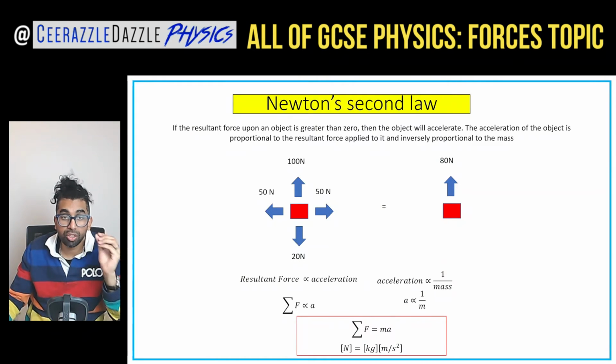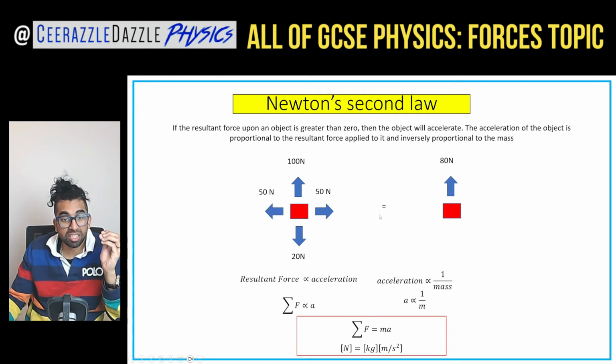Newton's second law. Newton's second law states that if there is a resultant force upon an object, well, the object will accelerate. So look over here, we've got an object and it's got all these forces acting upon it. Hopefully you recognize that the resultant force is 80 newtons upwards. 100 minus 20, 80. Yeah, 50-50 cancel out.